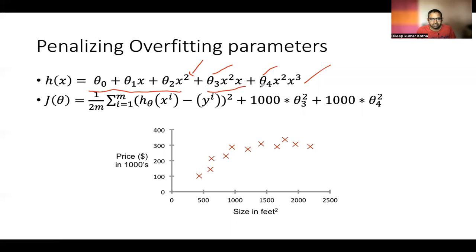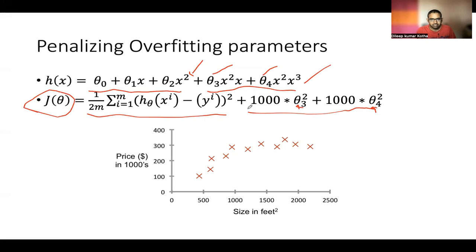So now how do we penalize these parameters? What we can do is, given our earlier cost function, we can add 1000 times the squares of theta parameters, theta3 and theta4. And this will cause the cost function to blow up. And to reduce the cost function, the only way is to make theta3 and theta4 minimal, such that their squares will also be low. And even if you multiply with 1000, they will be low. So then they will become nearly equal to 0.